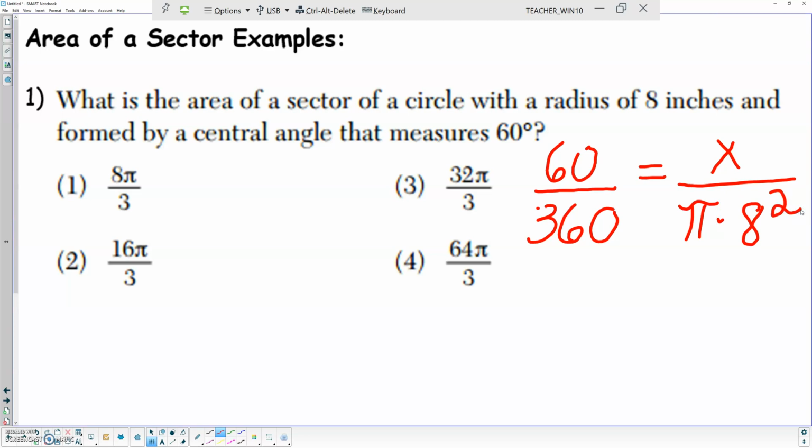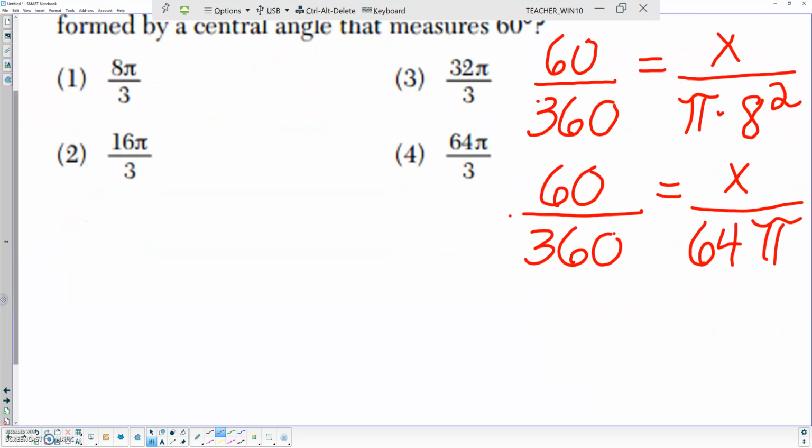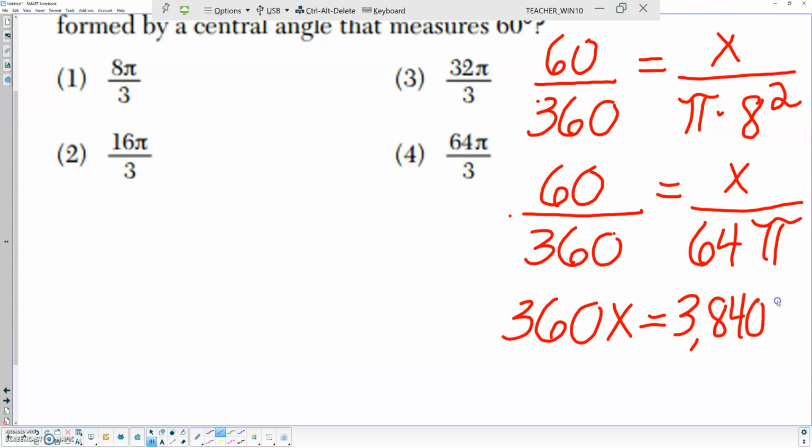Okay, so I can clean up my proportion a little bit. We know that 8 squared is 64. That's the proportion that we're trying to solve. So we're going to cross multiply. So we get 360x equals 60 times 64 is 3,840 pi. And then to get x by itself, we're going to divide by 360.